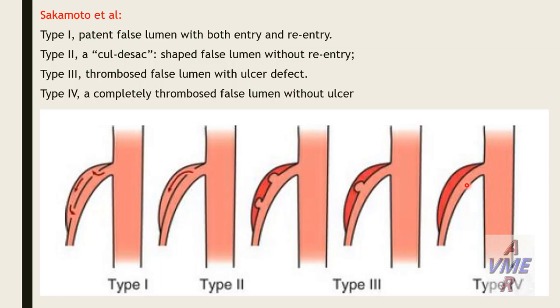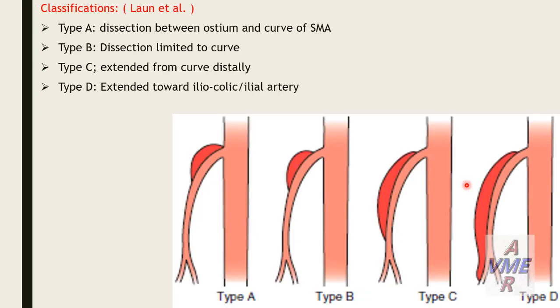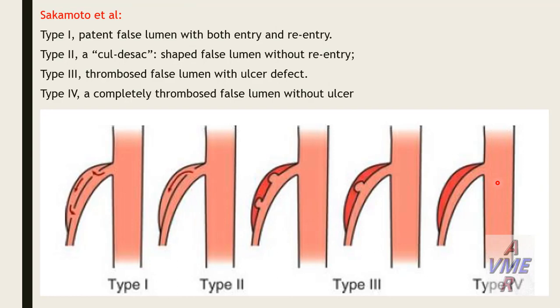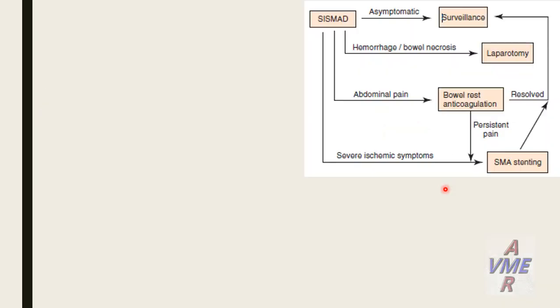So I think the most important classifications are the first and the third one. The first one, which is anatomical: in relation to the ostium, type A; in relation to the curvature, type B; from the curvature distally, type C; and distal to the ileocolic and iliac artery, type D. And we have Sakamoto et al. Type 1: patent false lumen with both entry and re-entry. Type 2: cul-de-sac shaped false lumen with entry without re-entry. Type 3: thrombosed false lumen with ulcer detected. Type 4: completely thrombosed false lumen without ulcer detected.